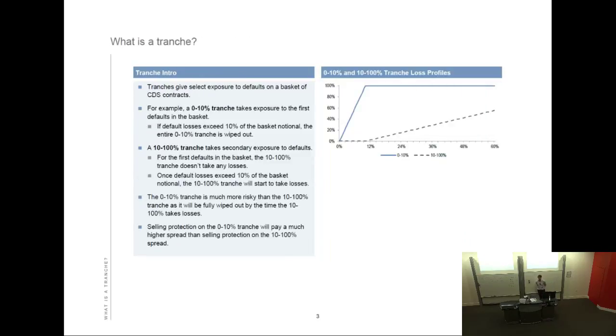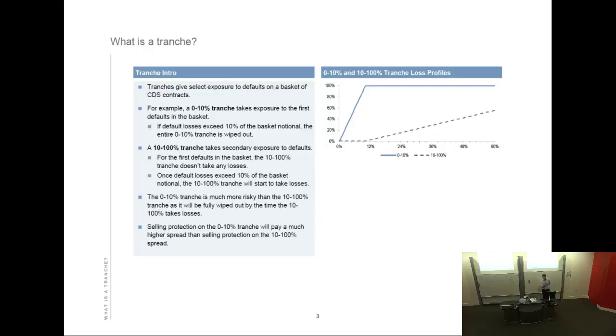So, for example, a 0 to 10% tranche on any basket takes exposure from 0 to 10% of losses in the index. Okay? That means, just like with the index itself, you start to incur losses from the first name onwards that defaults. But after 10% of your basket is lost, your tranche is wiped out entirely. Okay? So your tranche is much more risky than the underlying index.